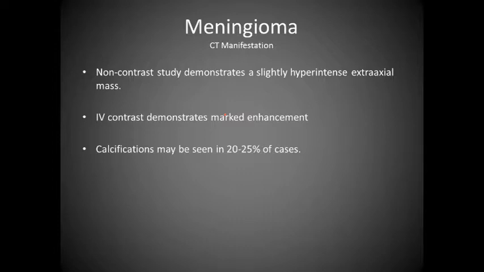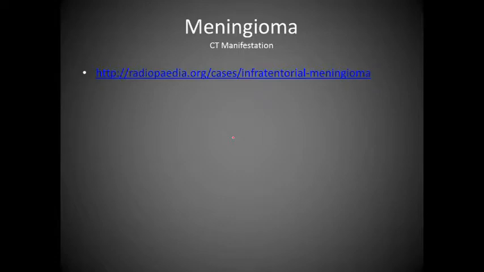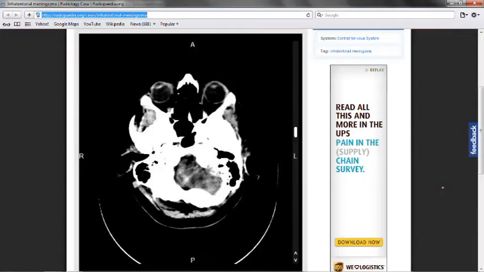So for CT, we see that non-contrast studies demonstrate a slightly hyperintense extraaxial mass, so you're going to see possibly hyperdense. IV contrast demonstrates a marked enhancement, so it's going to enhance with IV contrast. And calcifications may be seen in 20 to 25% of all cases. So you may see calcifications, but not likely. But IV contrast is going to be your really determinant step. So let's go to this link and see what a meningioma looks like.